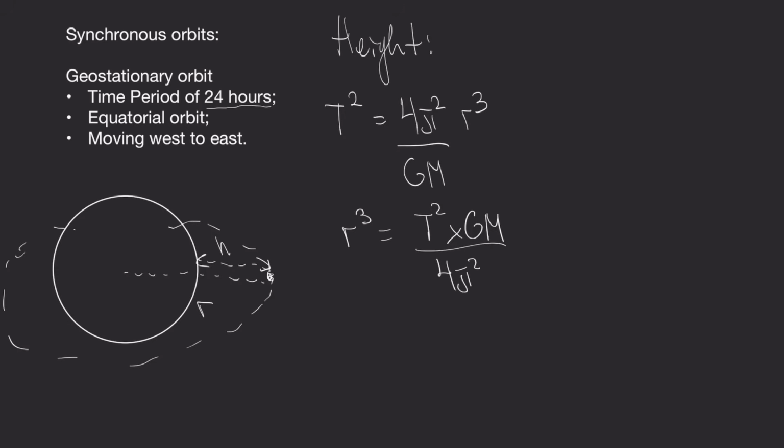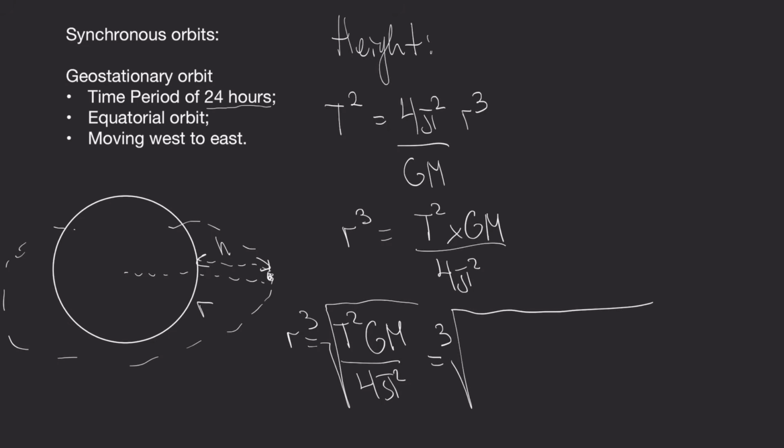There's quite a lot of places where we can potentially go wrong with this, so I'm going to input the numbers really carefully. We're going to say that r will be given by the third root of the following. So let's just write it out as T squared GM over 4 pi squared first, and then we're going to input the numbers. The cube root, remember not to square root in this case.